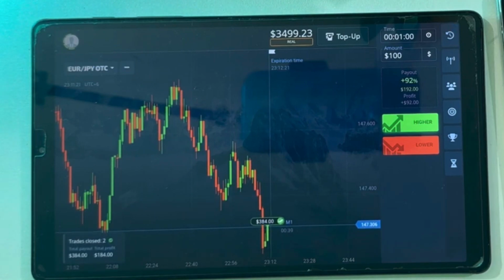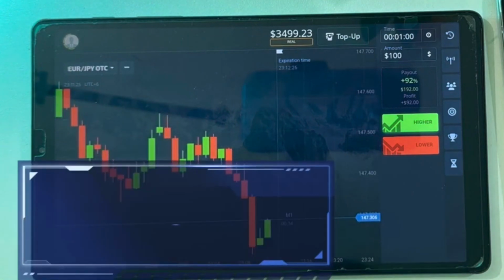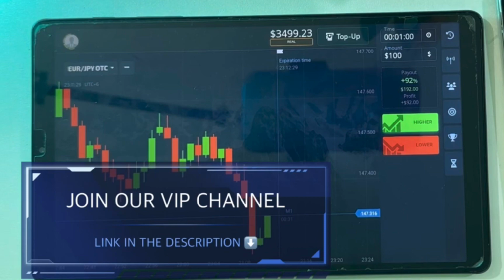As you can see, I won the trade, and it is a very good position. So always analyze the market before trading, then trade, and try to trade in a good position.